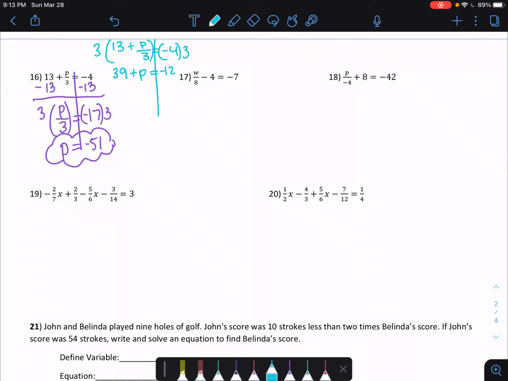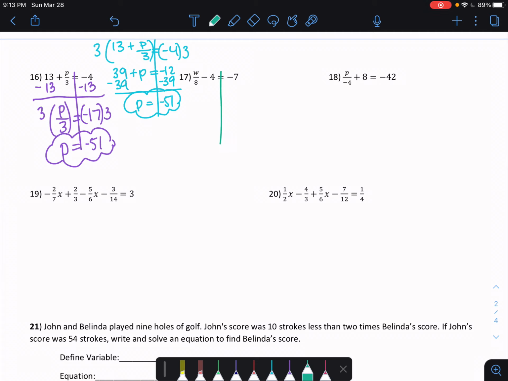And then you can go ahead and solve using your subtraction. But when you multiply, you have to multiply everything on each side, so on both sides of the equal sign. So now when I subtract 39, I get p equals negative 51. Okay, so this method does work. But you have to be careful and make sure that you're multiplying everything by that number on the bottom.